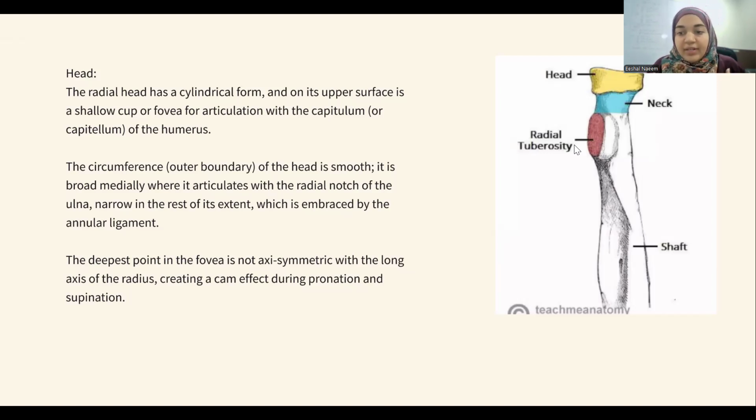And the cam effect is basically the lever effect, where the radial head's position relative to the humerus and ulna changes as the forearm rotates. Moving on. Now we have the neck.